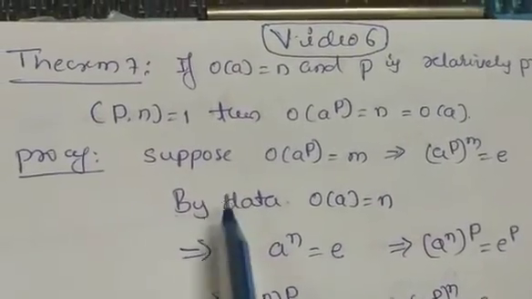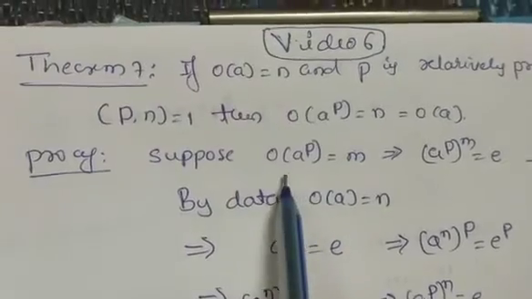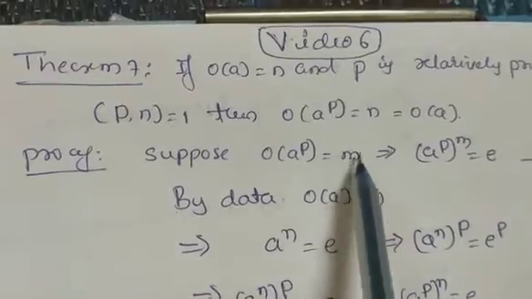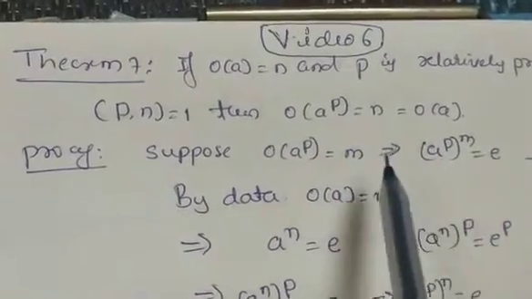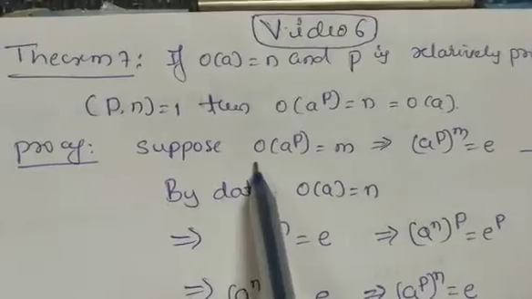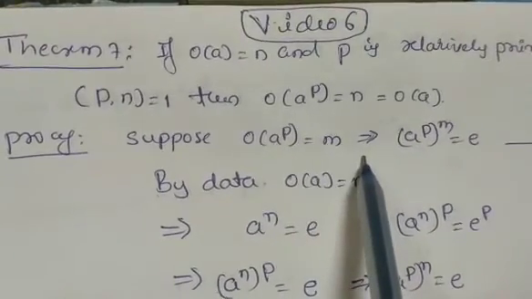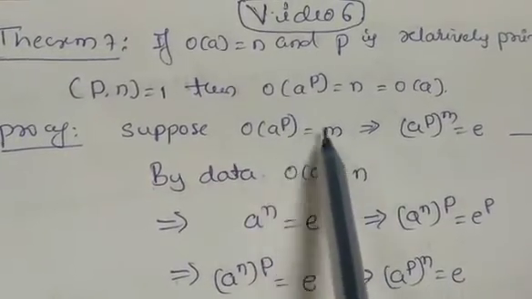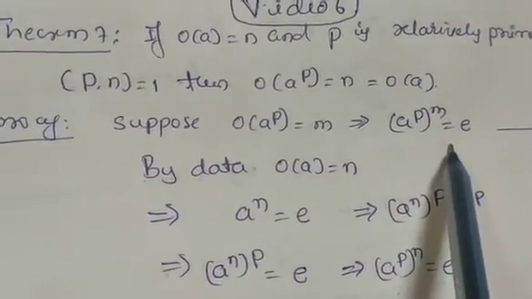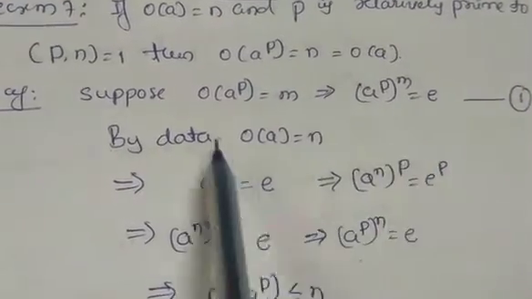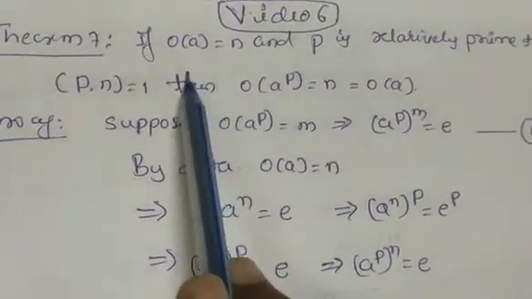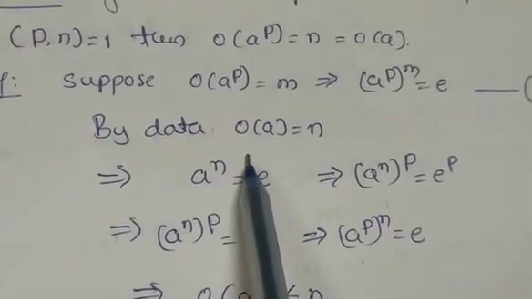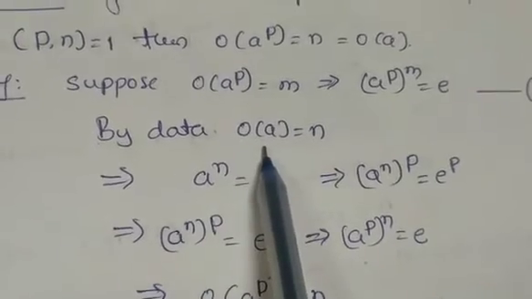Let us take the proof. Suppose we take the order of a raised to p as m, and we have to prove that this is equal to the order of a. Then, by the definition of the order of an element, we know (a to the power of p) whole raised to m is equal to e. By data, it is given that the order of a is n. So, again from the definition of the order of an element, a raised to n is equal to e.